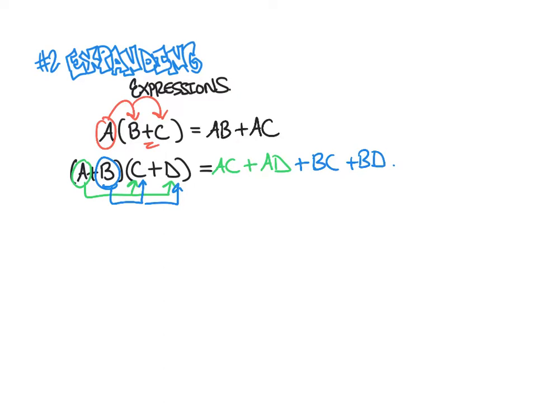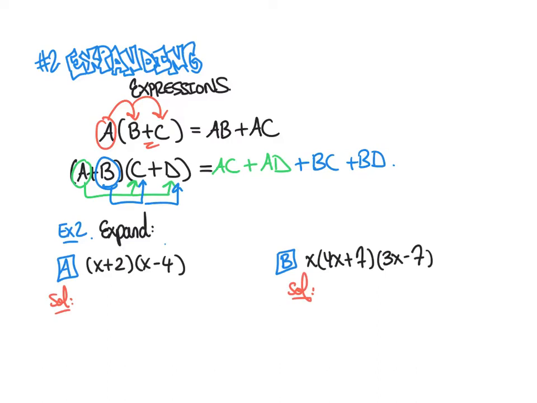But every term from the first expression has to be distributed to every term from the second. Color coding it really, really helps. Let's do an example. So let's expand the following. Part A, x plus 2 times x minus 4. So again, I'm going to color code it.